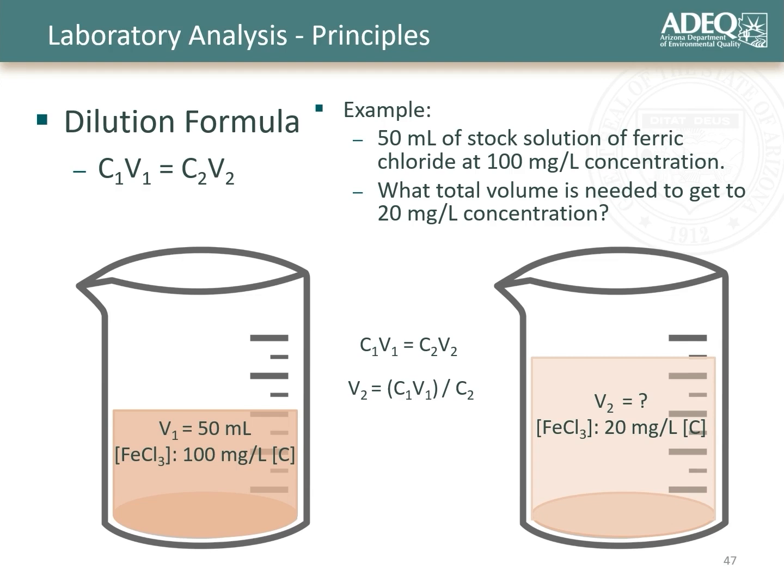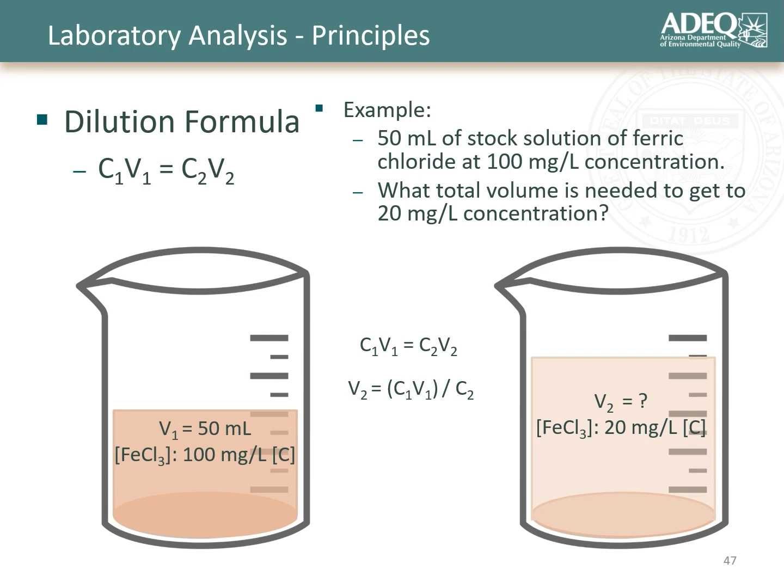In this example, we can use the C1V1 = C2V2 equation to solve for this. We're going to solve for V2, which is what our final volume would need to be, so we'll just rearrange the equation. V2 is equal to C1 times V1 divided by C2. We get that by dividing both sides of the equation by C2. On the right side, the C2 goes away, and we're left with V2 by itself, and C1 times V1 divided by C2 is equal to V2. That's how we solve for that equation.